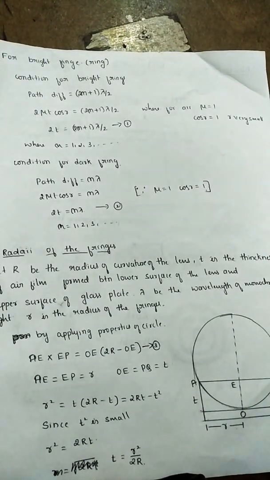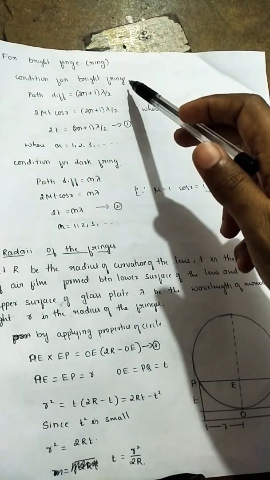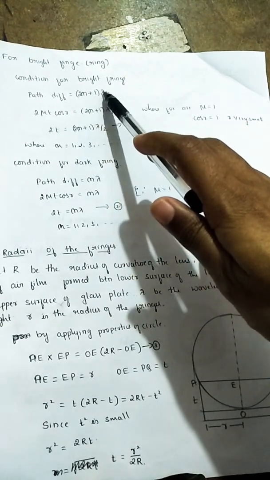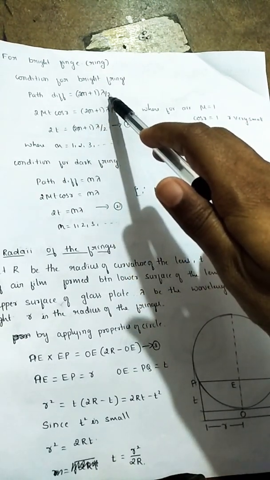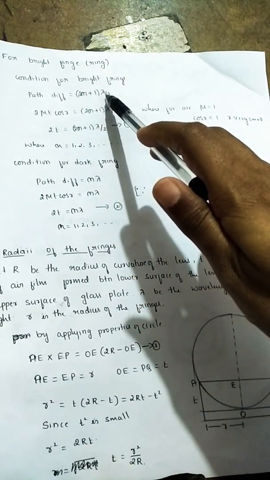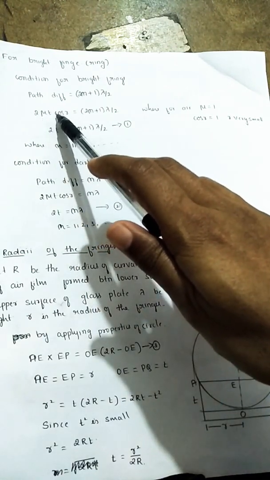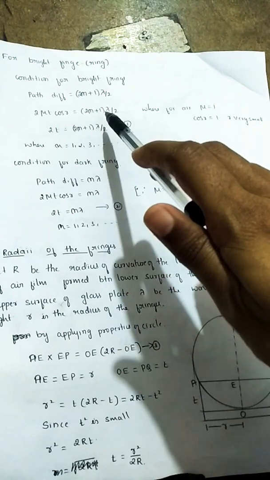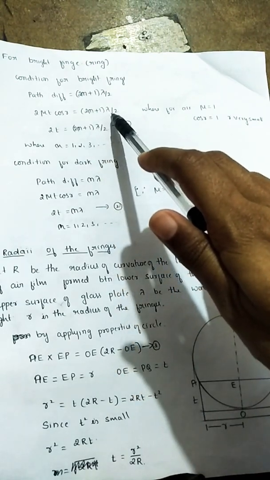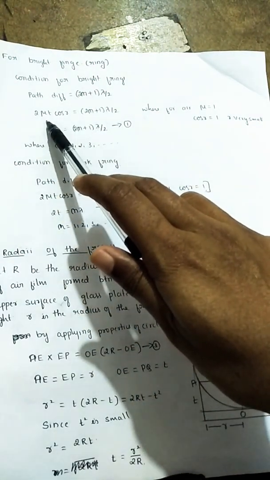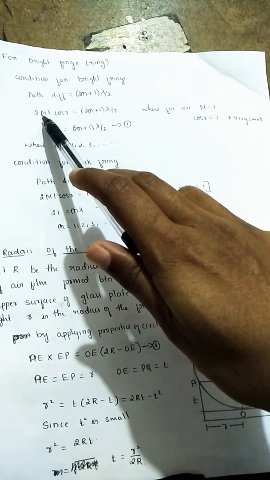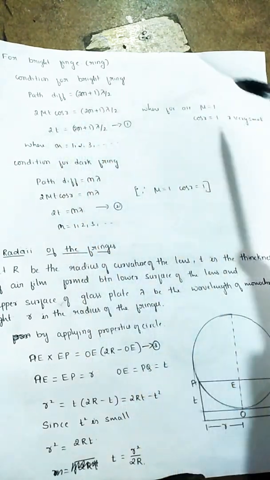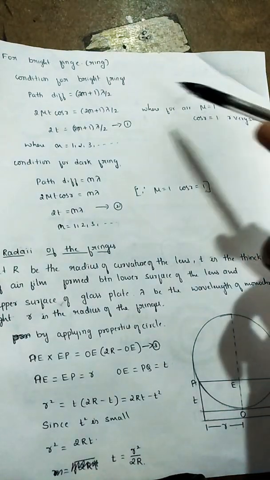Let us discuss that. For the bright fringe, the path difference must be equal to (2m plus 1) lambda divided by 2. As we know, the path difference is equal to 2 mu t cos r, which is equal to (2m plus 1) lambda divided by 2. Here mu is the refractive index of the medium. Here we considered the air medium, therefore the refractive index of air is equal to 1, and cos r is equal to 1.